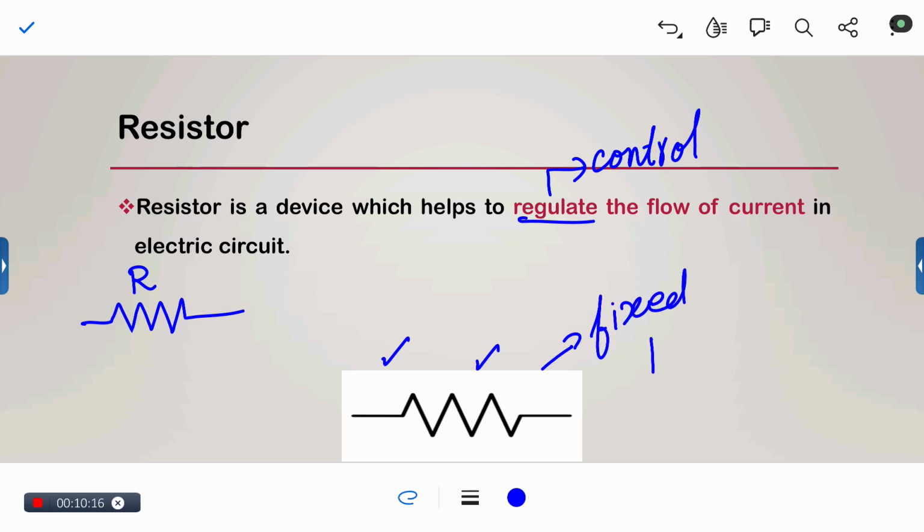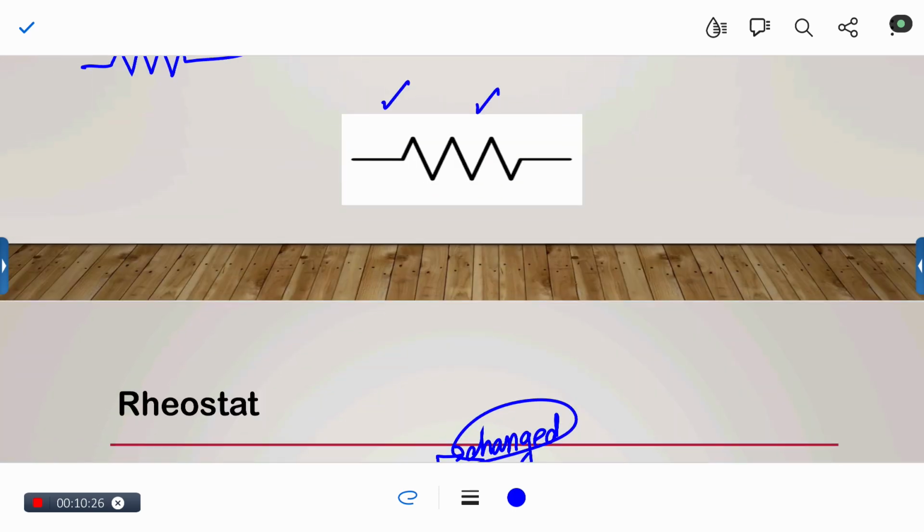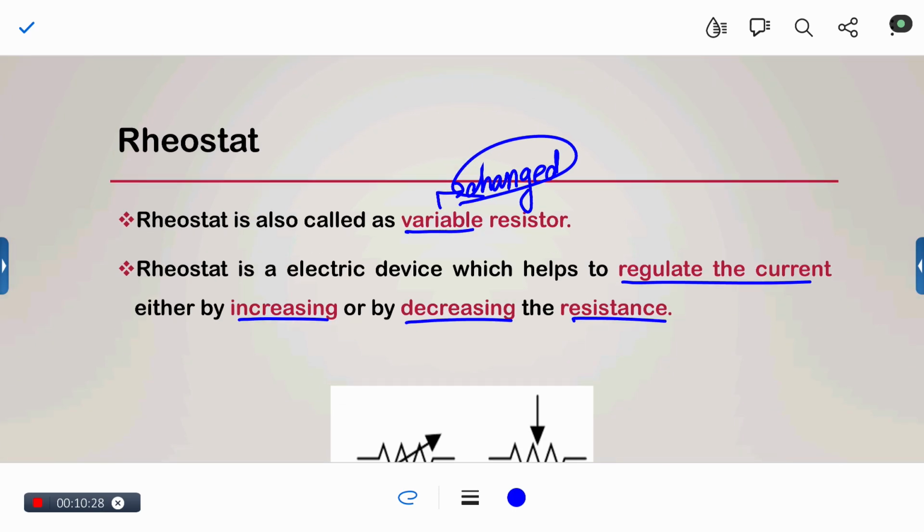For example, if it has 1 ohm, until the device is damaged, until the resistor is damaged, that value is going to remain the same. Whereas rheostat values, we can change from one value to another.